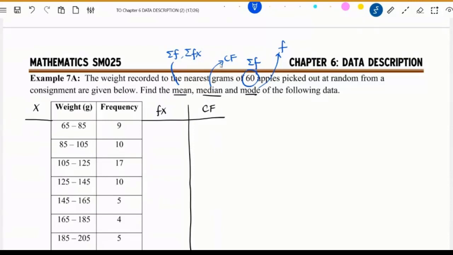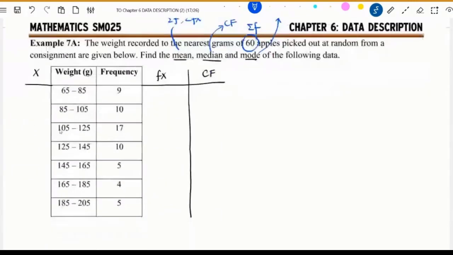Okay, alright, so for the midpoint. So 65 plus 85 divided by 2. So we can have 75 here. 95, 115, 135, 155, 175, and then the last one will be 195. Okay, so what is the value of the first fx? What do we get? 675.